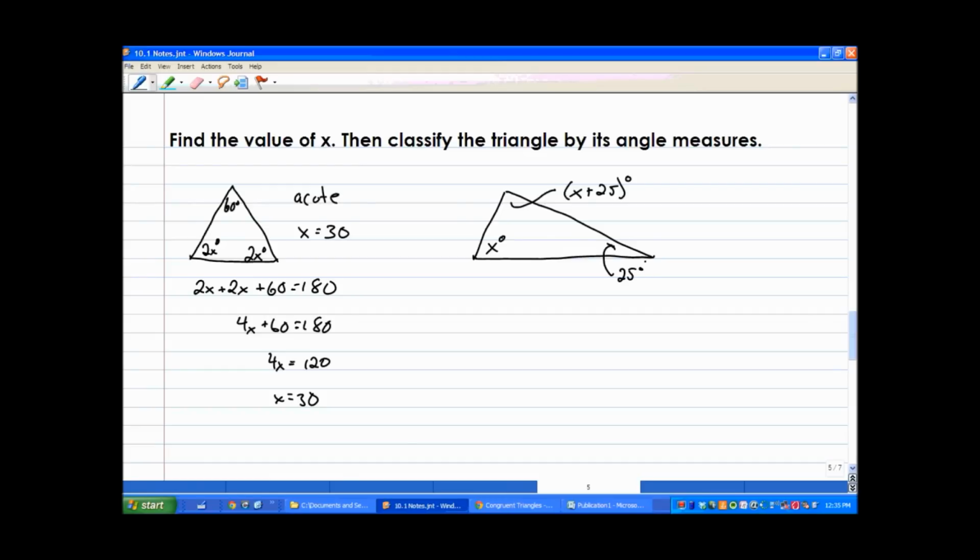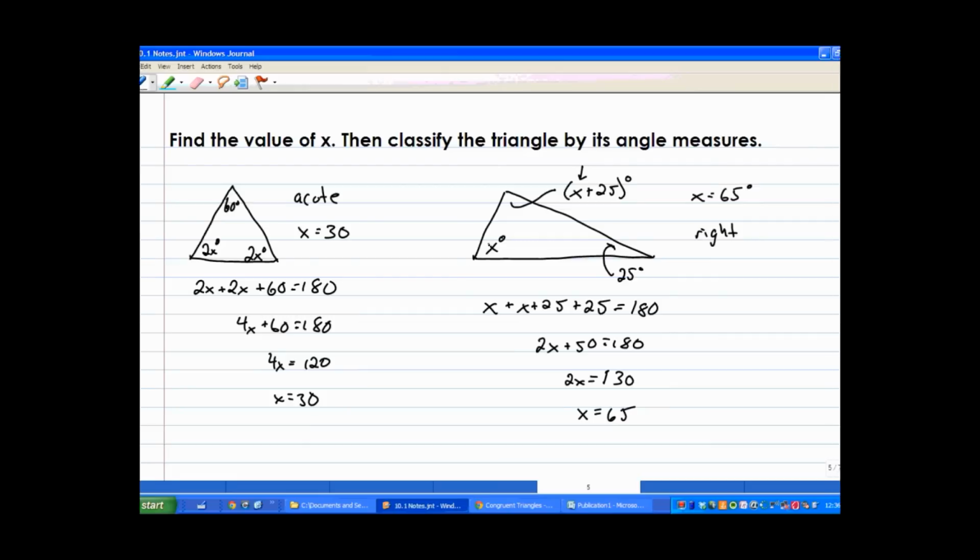All right, you would do this the exact same way. We have x plus the x plus 25 is equal to 180. If 2x plus 50 is equal to 180, 2x is 130, x is 65. So first of all, to answer the first part, x is 65 degrees, and it is a right triangle, because if I put 65 up here, I have 65 plus 25 is 90, and then this one over here is just 65. Okay? Cool.